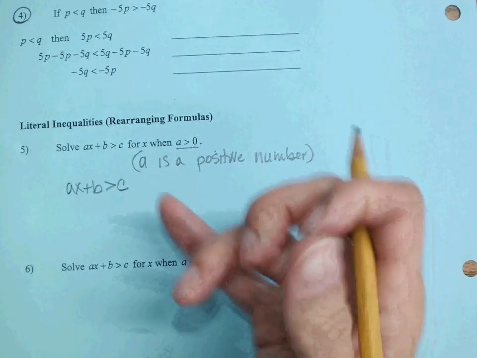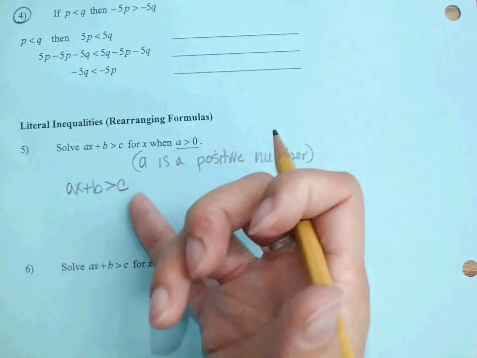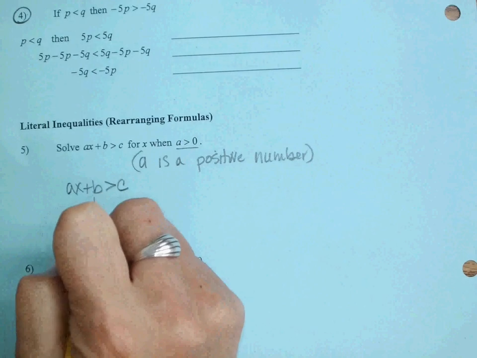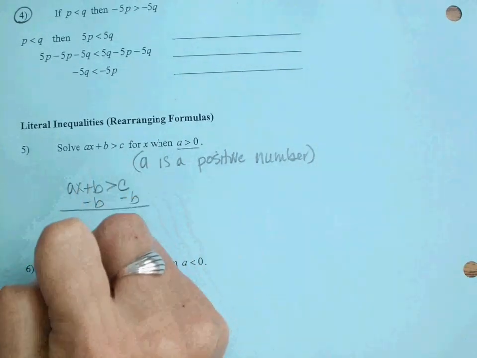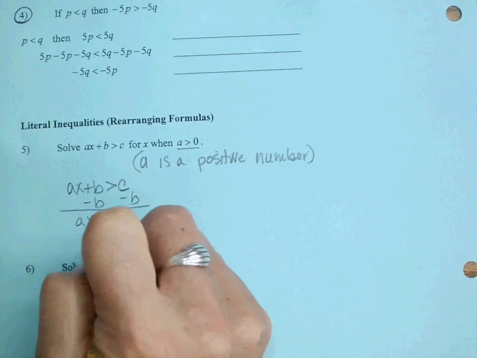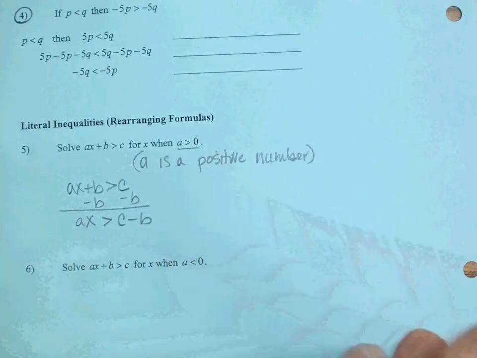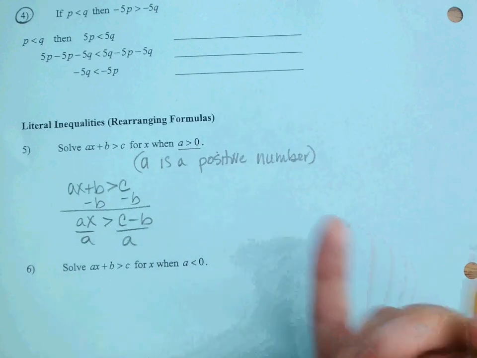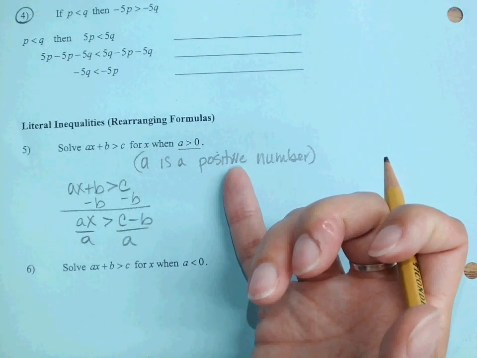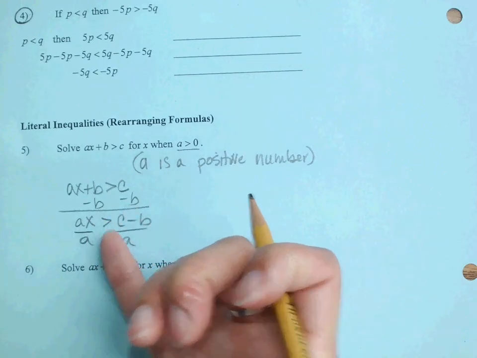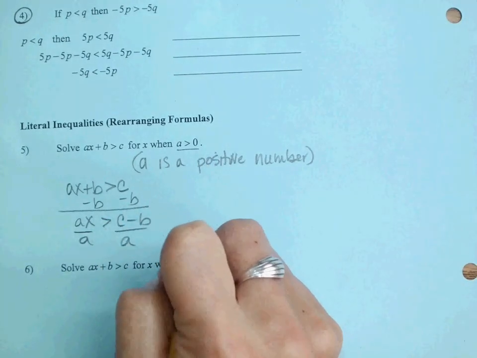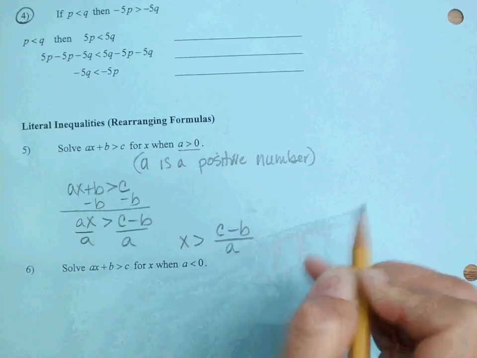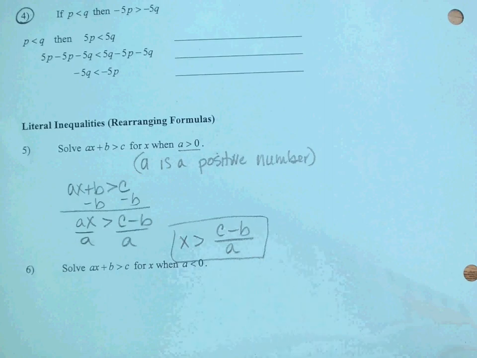It's telling me I have to isolate X. To isolate X, I notice this is similar to a 2-step equation, so I'm going to use those strategies. I'm going to subtract B from both sides first. When I do that, I have AX is greater than C minus B. My last step, I'm going to divide by A. When I divide by A, it's important knowing that this is a positive number, because I don't have to worry about flipping my inequality. So I'm going to write it over here because I ran out of room: X is greater than C minus B over A. That's it on number 5.